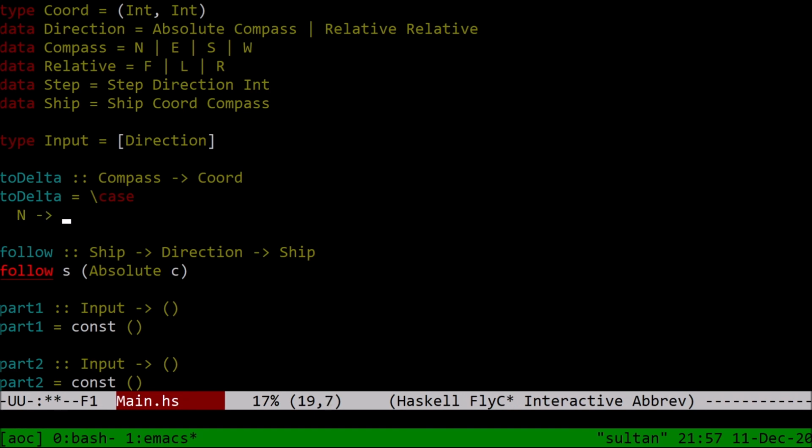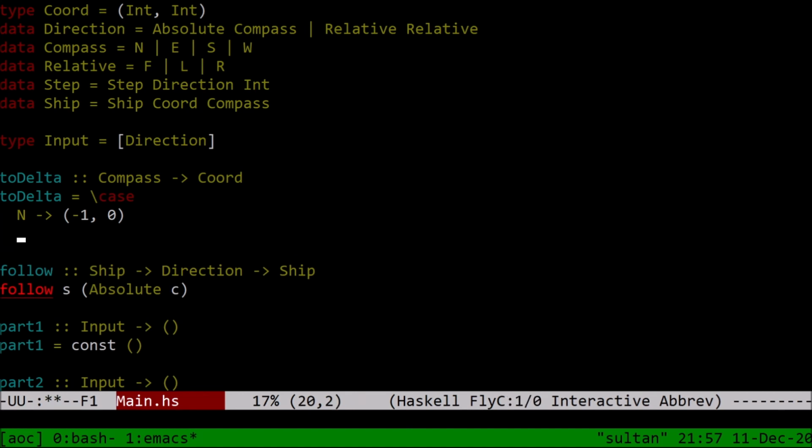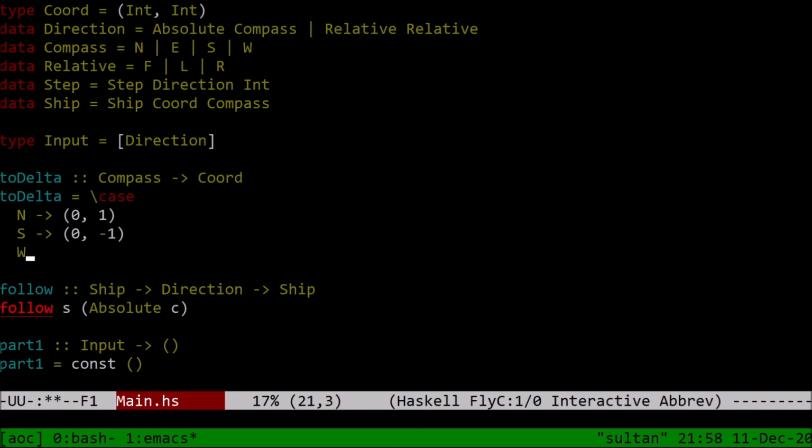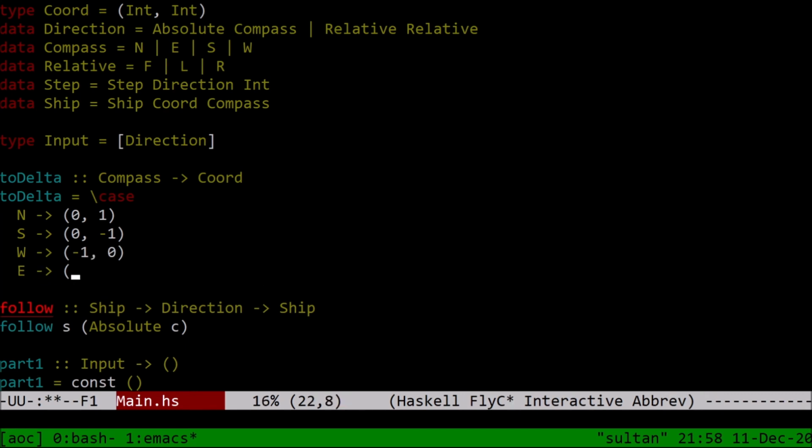Of North to, I think the coordinate system that we use is arbitrary, so I'll have up be negative in the first direction. I'll do row major with up being negative. Well, no, let's not do that. Let's do xy coordinates, since we're representing an object traveling on a grid and not a drawing on a screen or something. So north is 0, 1, south is 0, minus 1, west is minus 1, 0, east is 1, 0.